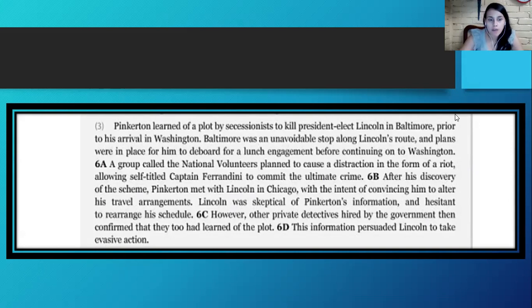After his discovery of the shame, Pinkerton met with Lincoln in Chicago, with the intent of convincing him to alter his tribal argument. Lincoln was skeptical of Pinkerton's information and decided to rearrange his schedule. However, other private detectives hired by the government then confirmed that they too had learned of the plot. This information persuaded Lincoln to take a wise action.